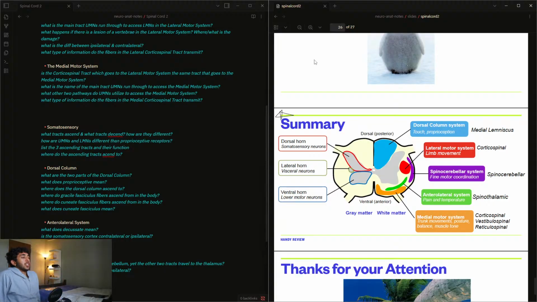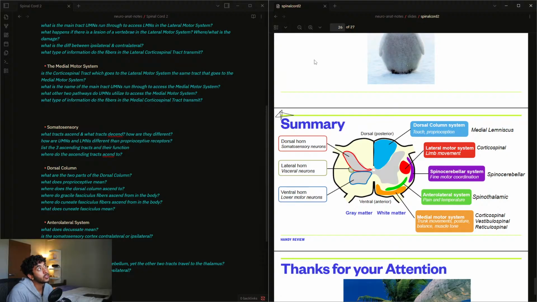Okay, let's answer the questions. What tracts ascend and what tracts descend? Somatosensory tracts ascend. What tracts descend? How are they different? One is for motor, one is for sensory. How are upper motor and lower motor neurons different? Receptors receive information, the motor neurons are for transmitting information. Those are very different. So, three ascending tracts and their function.